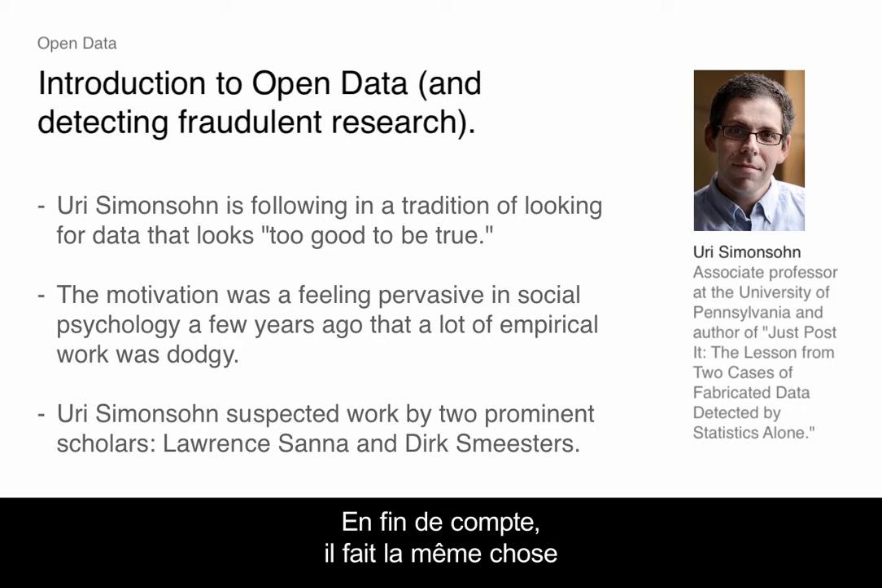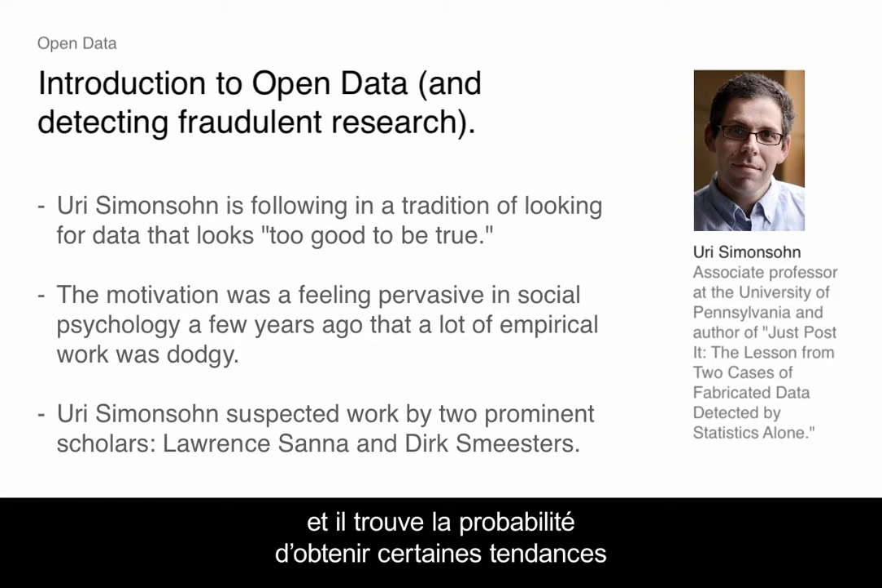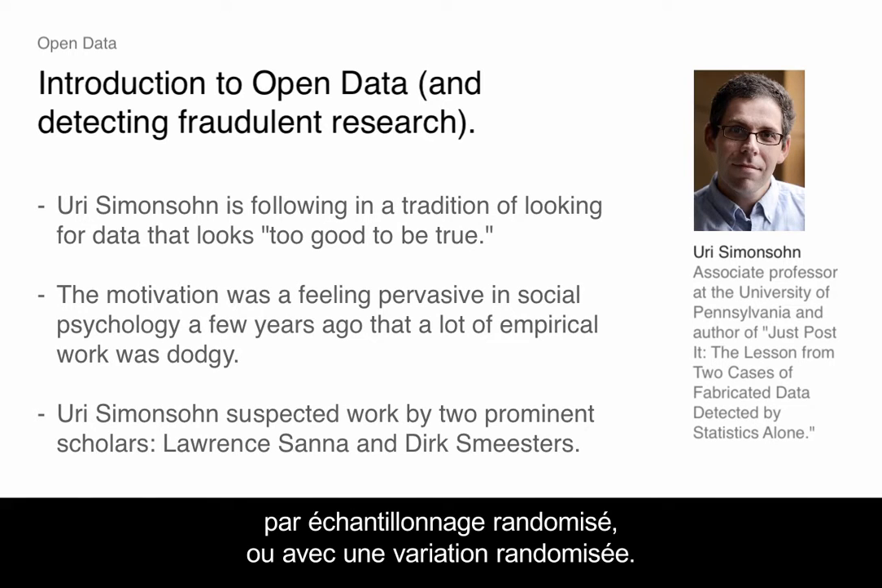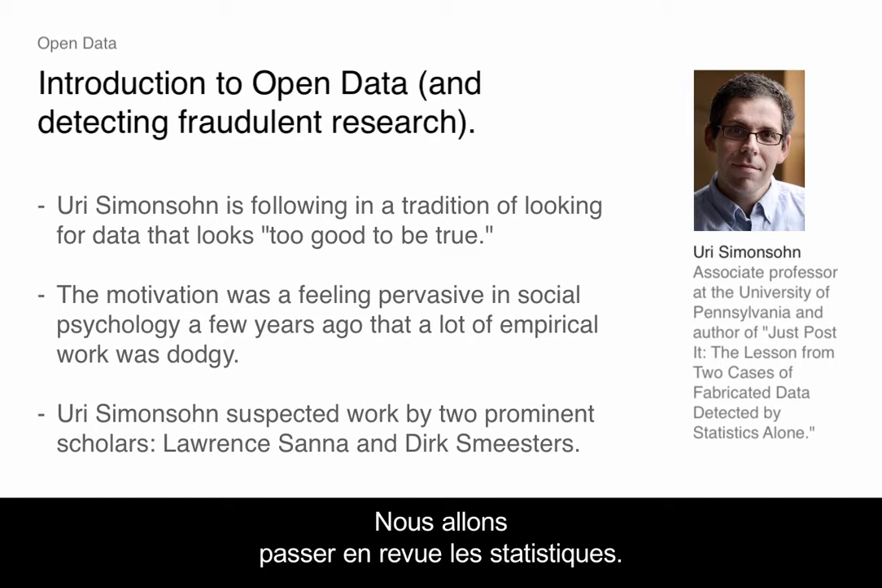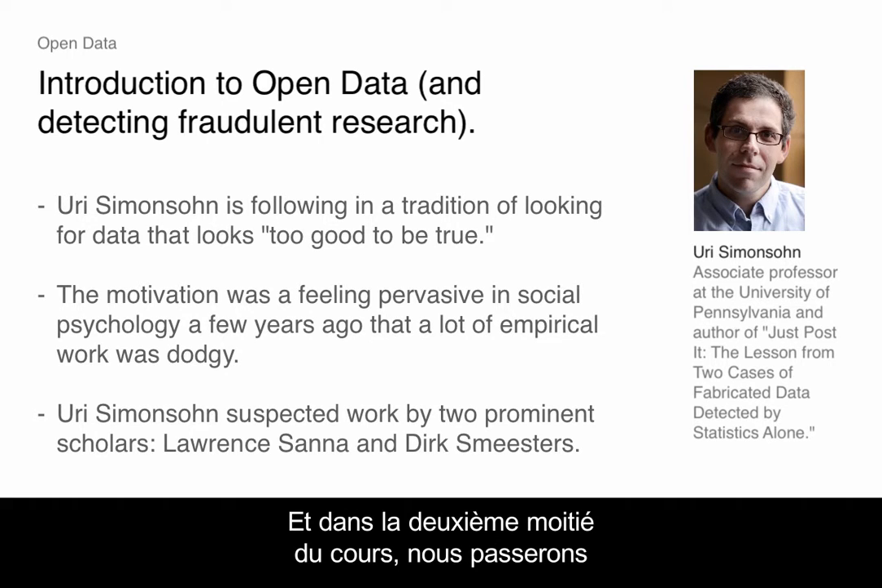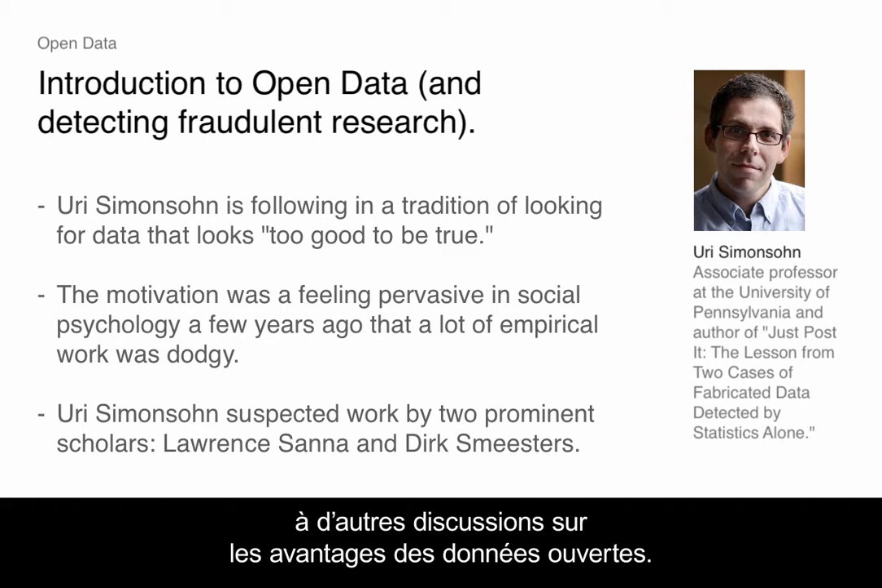So he does just what the Mendel critique by Fisher did, and he comes up with the likelihood that you'd get certain patterns in the data by natural variation, by random sampling or random variation alone. And he can reject random variation. So that's the idea. We're going to go through the statistics, we're going to talk about these particular studies, and then the second half of the lecture will go into some of the other discussions of the benefits of open data.